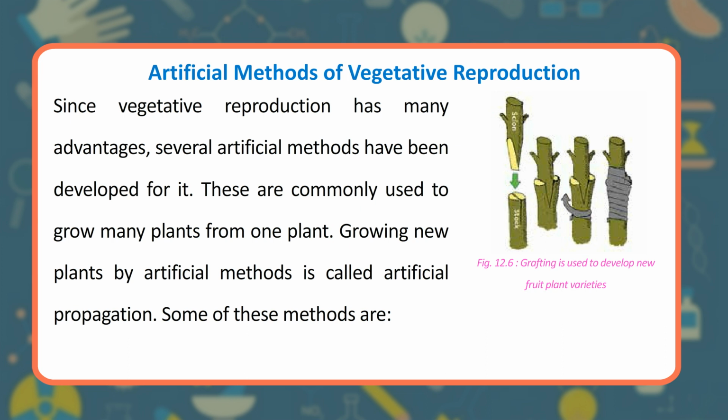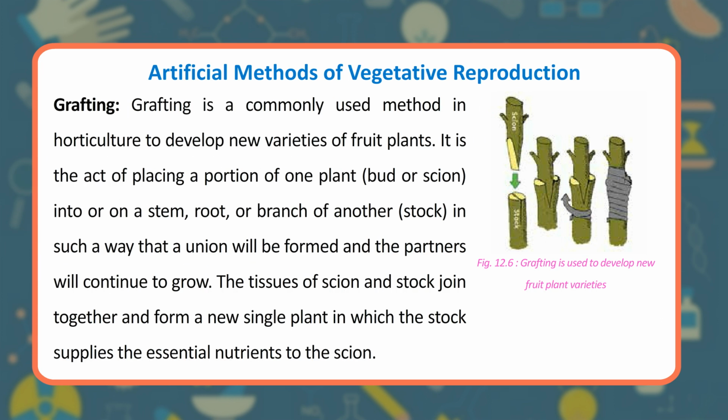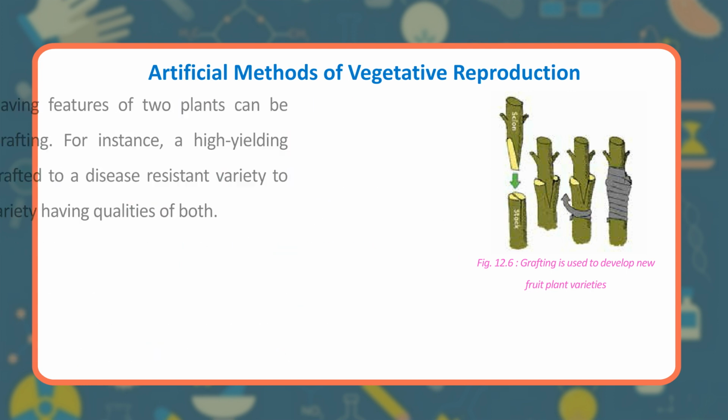Some of these methods are grafting. Grafting is a commonly used method in horticulture to develop new varieties of fruit plants. It is the act of placing a portion of one plant, bud or scion, into or on a stem, root, or branch of another, the stock, in such a way that a union will be formed and the partners will continue to grow. The tissues of scion and stock join together and form a new single plant in which the stock supplies the essential nutrients to the scion.